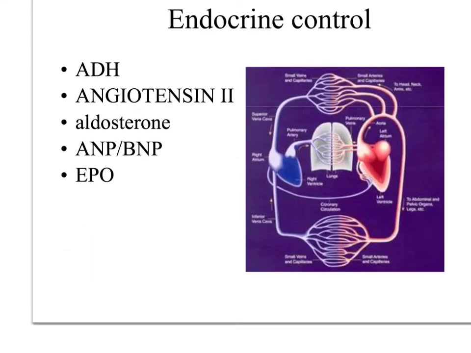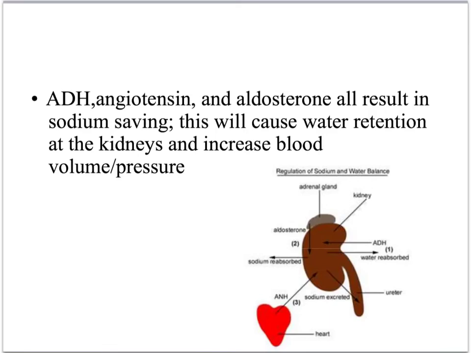Now, just to review for your exam, we talked about some endocrine control systems of the vasomotion and blood pressure: antidiuretic hormone, angiotensin, aldosterone. And to counteract those, for the opposite effect, you're going to have ANP and BNP, and then we'll talk about EPO in just a moment. So just remember, these are the sodium savers: antidiuretic hormone, angiotensin, and aldosterone. We'll talk about more exact mechanisms in later chapters, but these cause you to take sodium out of the fluid that's going to eventually become urine. So you're sodium saving. This causes you to retain water, and this will increase your blood volume and blood pressure.